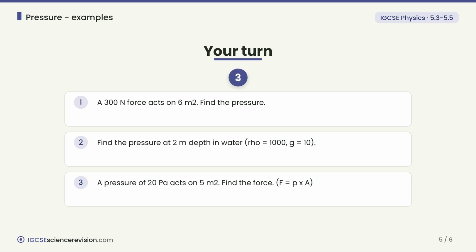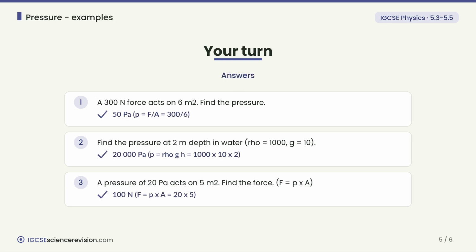3, 2, 1. Here are the answers. Number 1. 50 Pa. P equals F over A, which is 300 over 6. Number 2. 20,000 Pa. P equals rho g h, which is 1000 times 10 times 2. Number 3. 100 N. F equals P times A, which is 20 times 5.